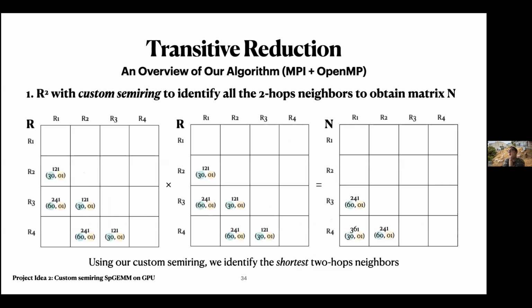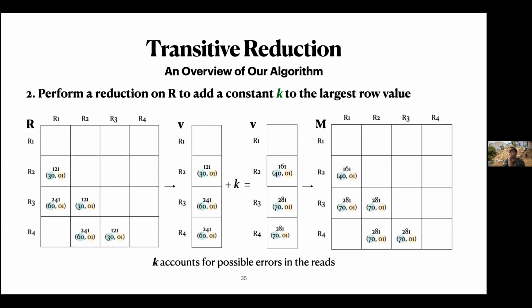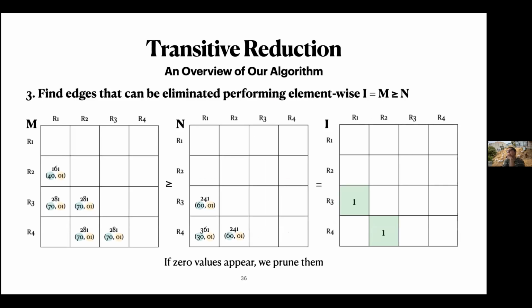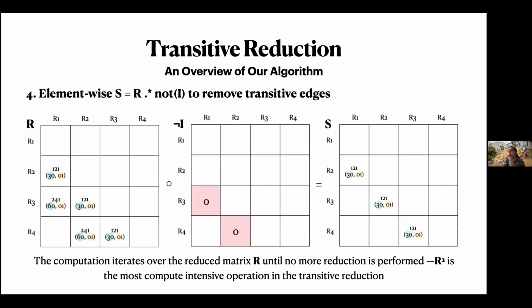So we multiply and obtain our neighbor matrix N. And we perform a few operations that I'm going to skip over for the sake of time, mostly to account for possible errors. What happens is that we check for the edges that are transitive, so that can be removed, and we obtain this matrix I. Then we element-wise multiply R times the logical negation of I in order to remove those edges that we have identified as transitive from the main matrix, and we obtain the final matrix S.